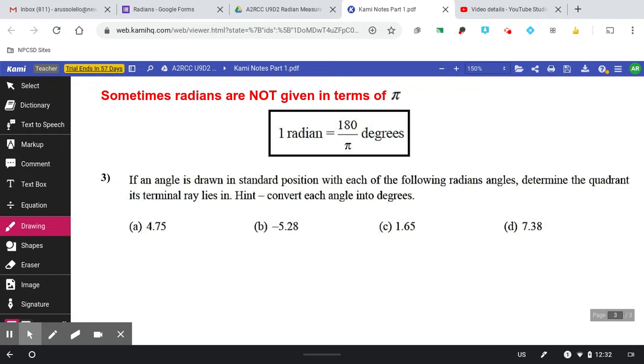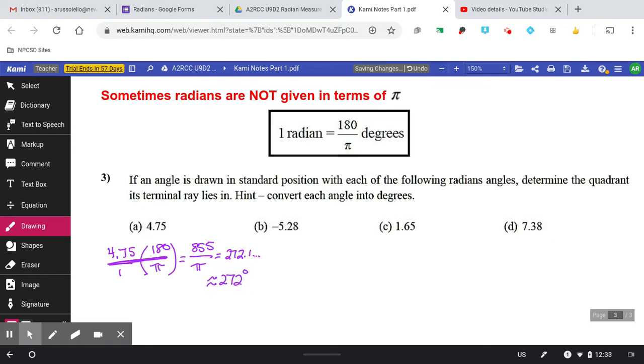So we're going to start with taking that 4.75 and we're going to multiply that by 180 over pi. Okay, so remember this is really like it's over 1, so it's really one fraction. So if we multiply those together, 4.75 times 180 is 855. And then we have to divide by pi. Now, when we divide by pi, we get 272.1 dot dot dot. So it's approximately 272 degrees.